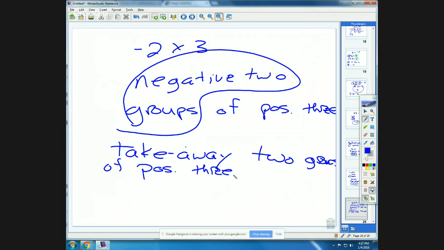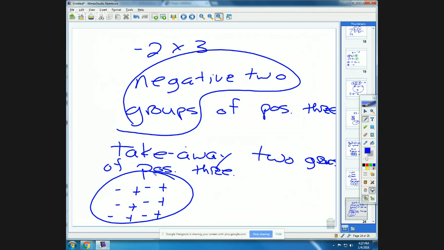Well, here's 2 groups of 3, but that's not nothing. That's 2 groups of 3. How would I make that nothing? Throw some negative signs in with it. What's the net value of that charge? It's 0, right? So you'd have to add in. Is it possible to take away 2 groups of positive 3 here? Yes. Totally is, right? Okay, so let's try that.